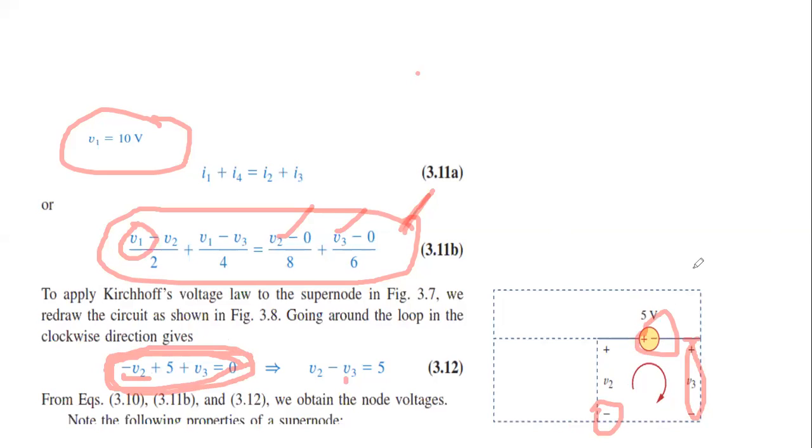For voltage sources, we have to make a super node. We write the equation, that is okay. After that, for the super node, for the voltage source which was there, we have to write a KVL equation. The KVL equation will be written like this here in this circuit.